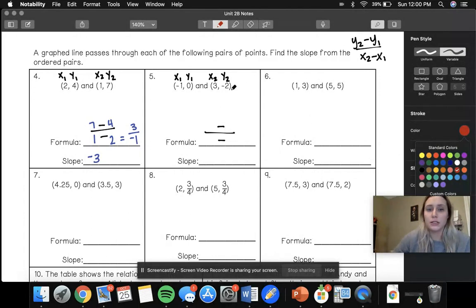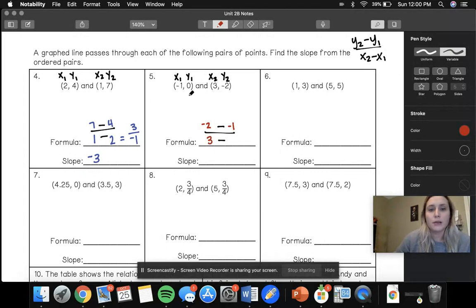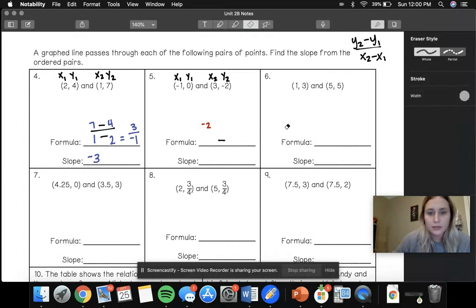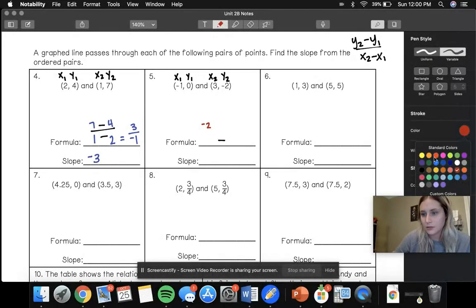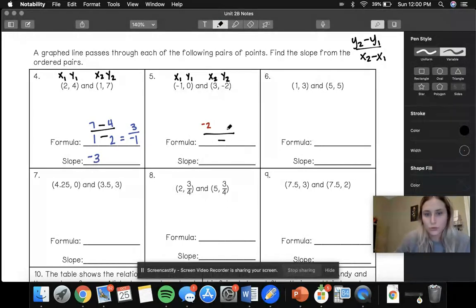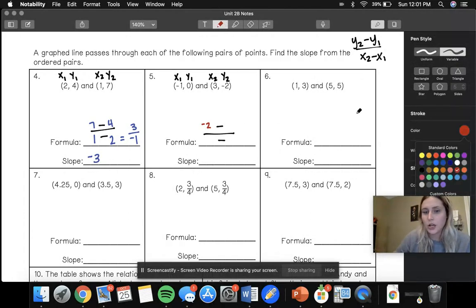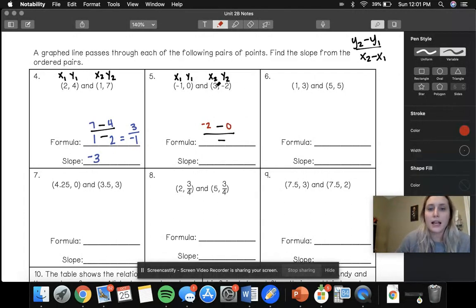So y2 is negative 2. My y1 is negative 1. Oh, sorry. Okay. So, sorry, y2 was negative 2. Our y1 was 0. Our x2 was 3. And our x1 was negative 1. So again, I'm just writing negative 1.